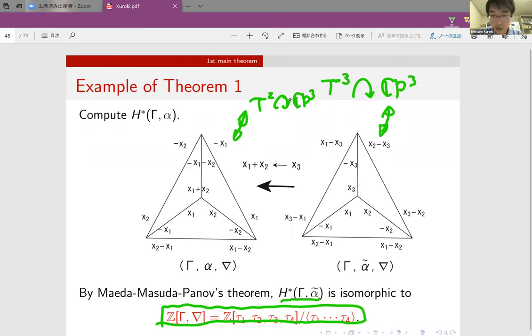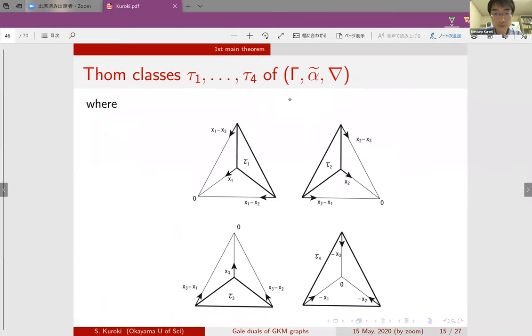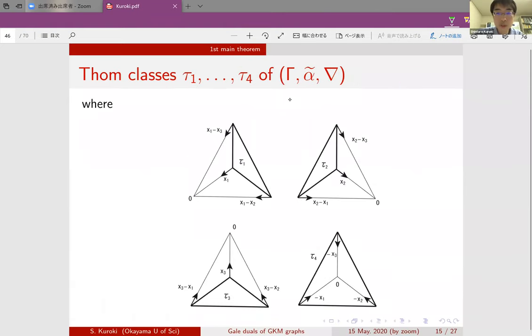So how do we get the ideal J by using the Gale dual? To obtain it, we need the Thom classes. In this case, there are four Thom classes because there are four facets. For example, a Thom class is determined by the normal axial functions, and at a vertex which is not on the facet, we put zero. Then this is an element of H*(Γ̃, α̃).